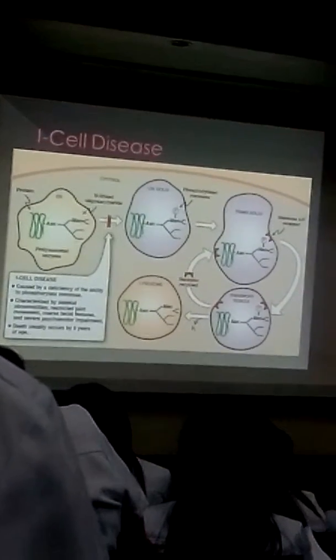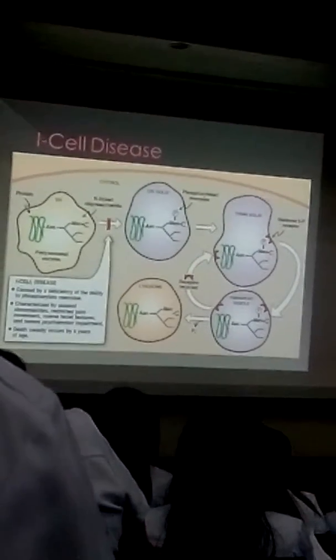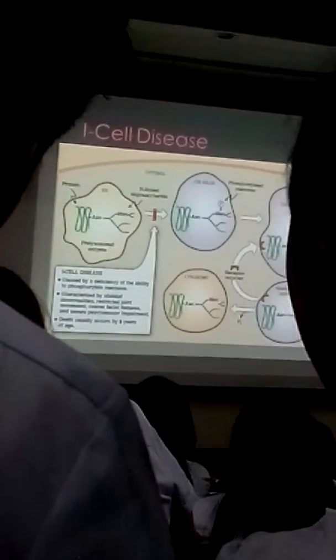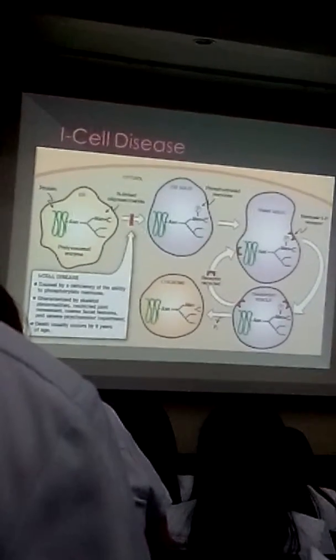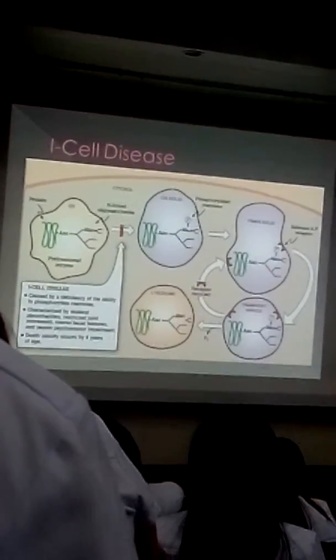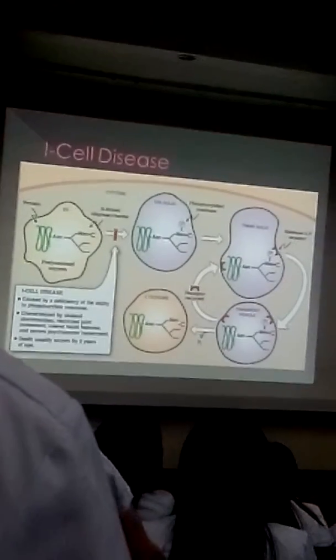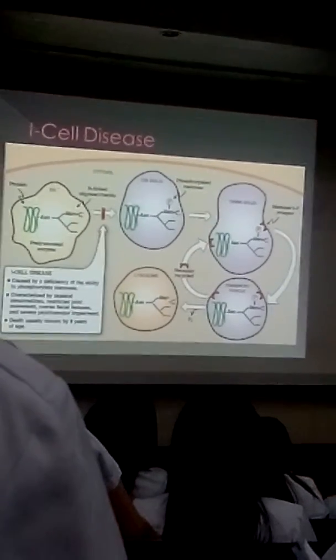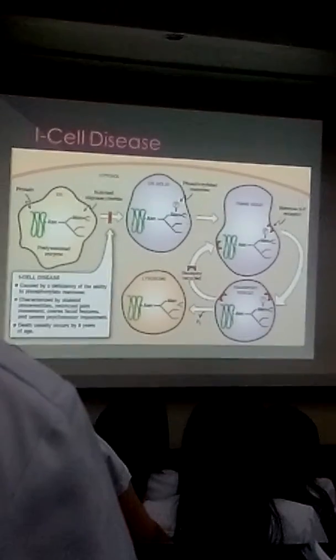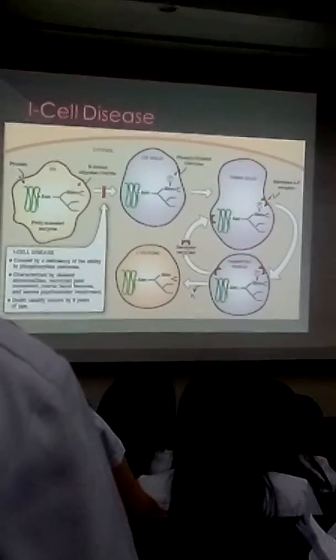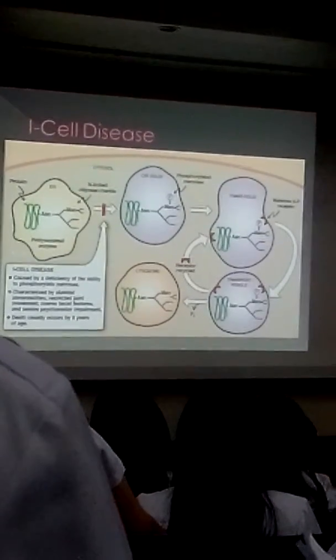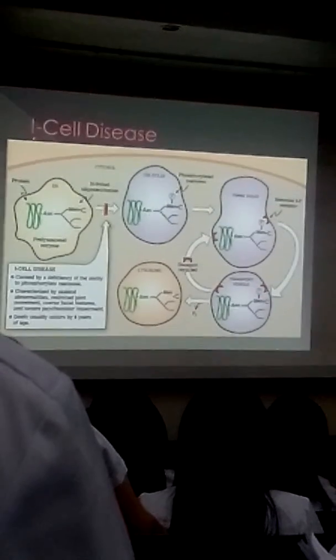I-cell disease. Remember I said that these are transmitted in vesicles, they are packaged from the ER to the cytosol. So in I-cell disease, there's a problem in the phosphorylation of mannose. So it's here. So it cannot form this, it can't be extruded. So you form what? The inclusion bodies.